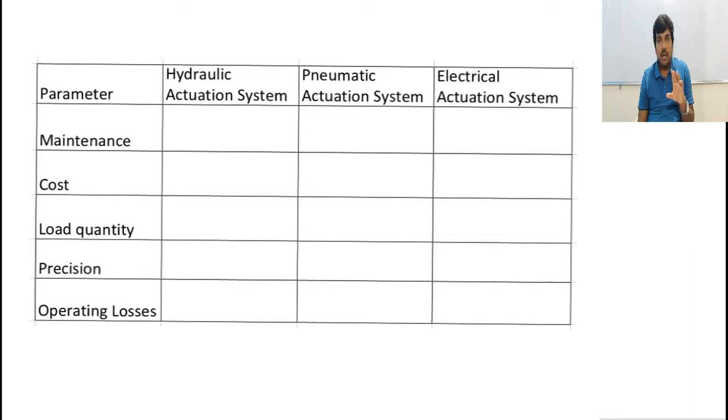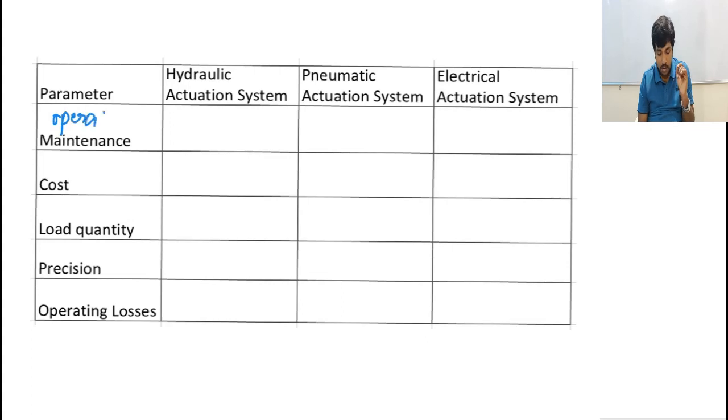In the hydraulic actuation system, during installation it takes more cost compared to the others, because we need to buy many things like the storage tank and many other things, right? But in the case of the pneumatic actuation system, the installation cost is slightly less, and in the electrical actuation system it is very less. But unfortunately, the operating maintenance will be high.